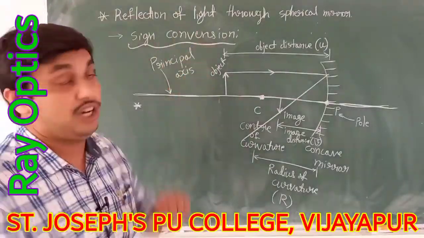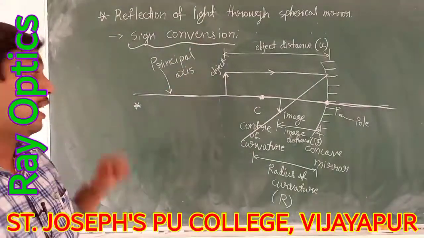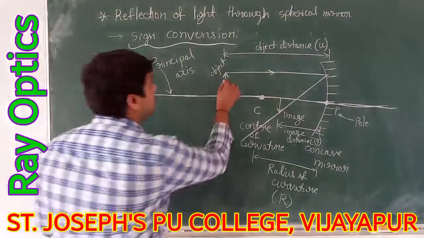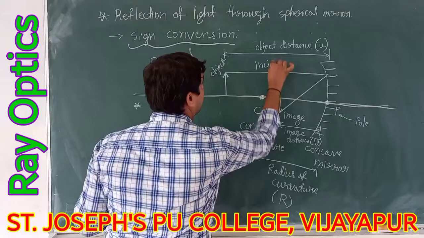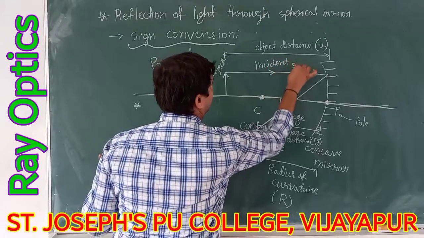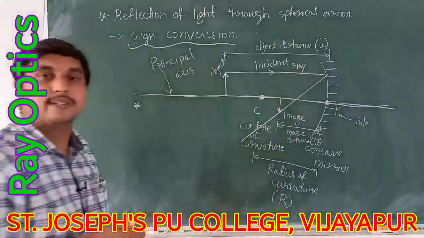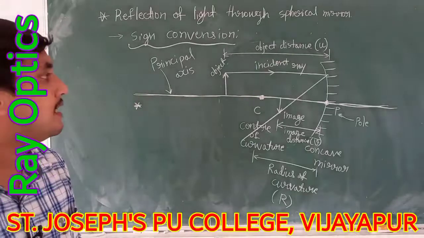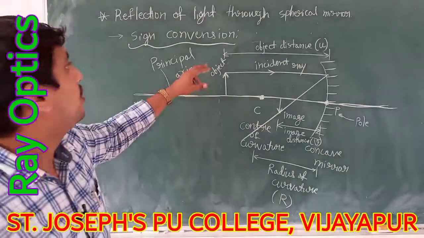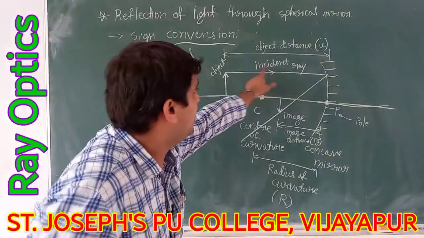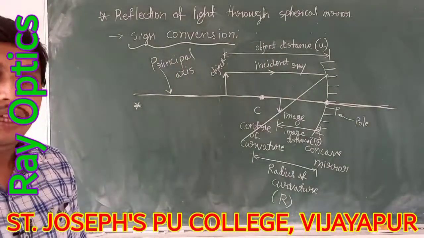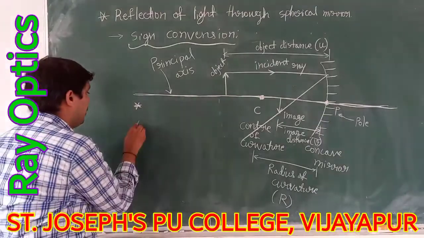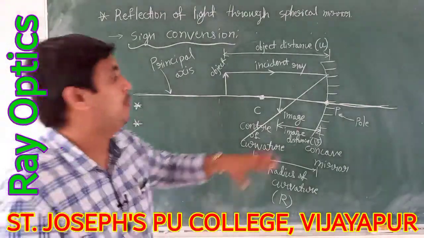Now, where does the sign convention come in? That is very important here. This is the incident ray. We know the light coming from the source is called the incident ray. The sign convention mainly depends on this incident ray. Anyhow, the first point is that all the distances are measured from the pole of the mirror.